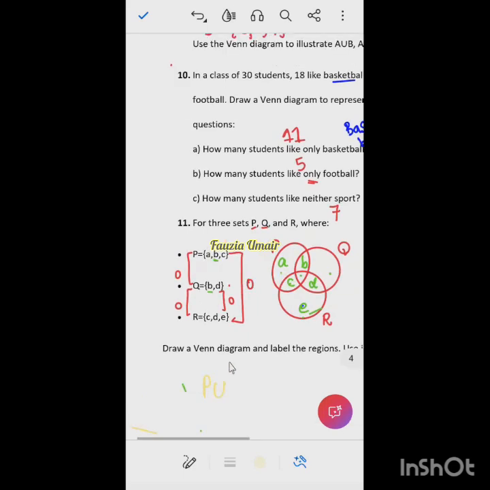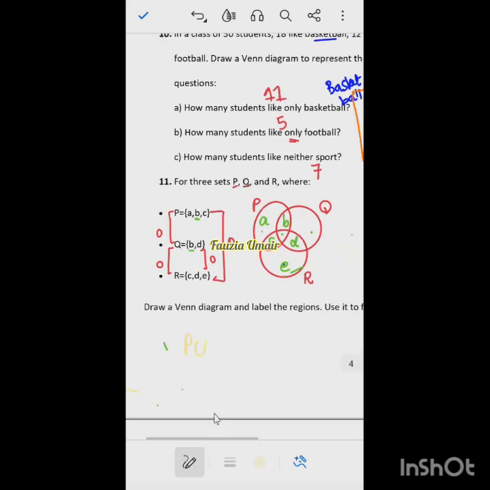हमने इसको वेन डायग्राम के ऊपर फाइंड करना है. Q intersection R, ठीक है? हमने इसको सेट्स के थ्रू नहीं निकालना. They are saying use Venn diagram to find, use it to find. यूज इट का क्या मतलब है? यूज वेन डायग्राम. So first of all, out of this, we need to shade Q intersection R.